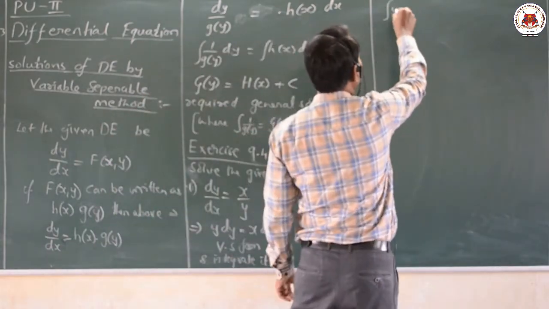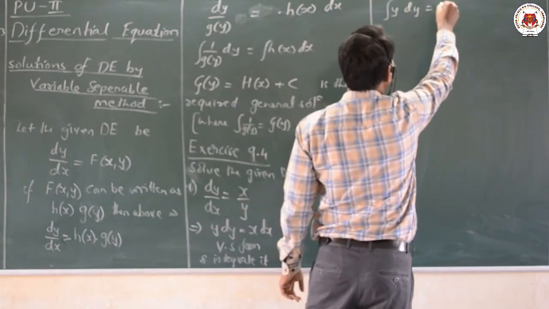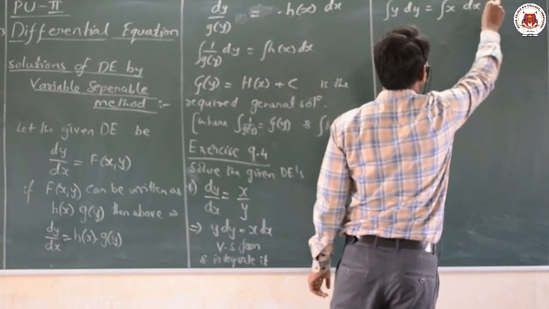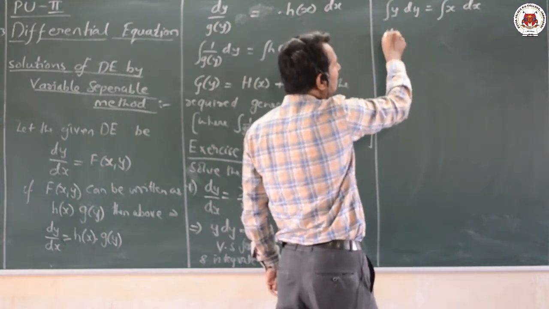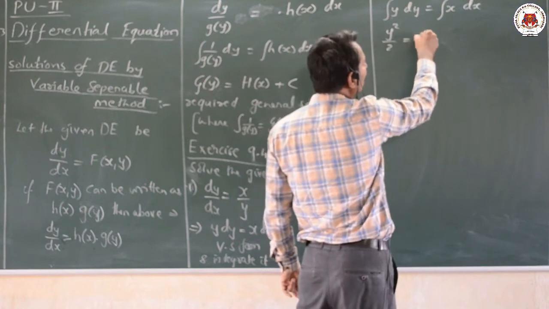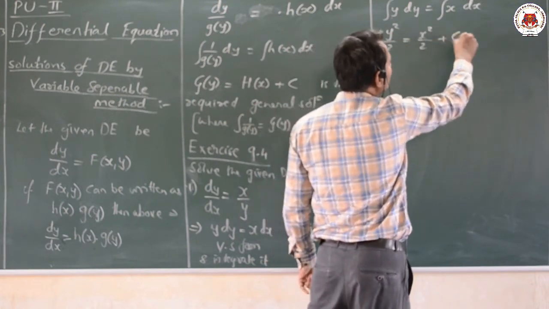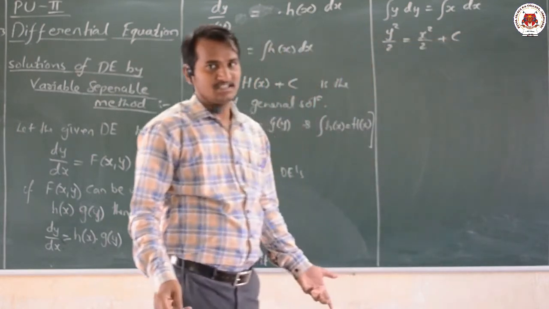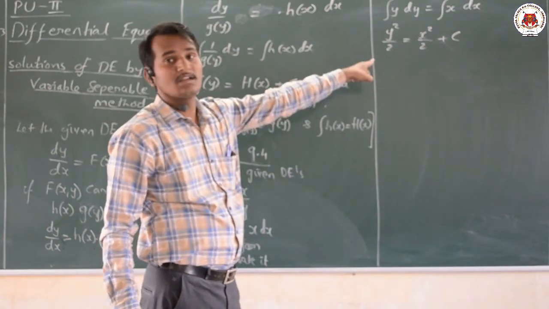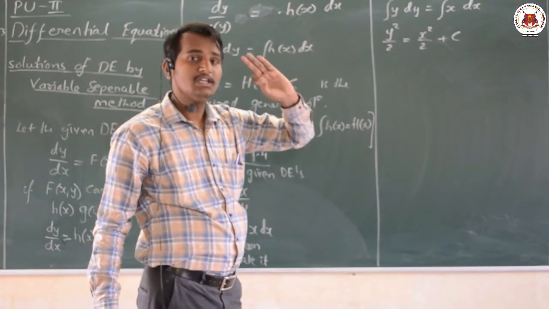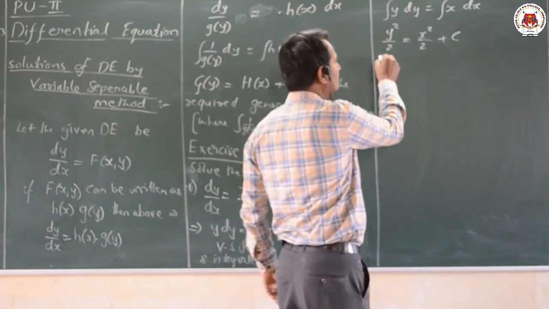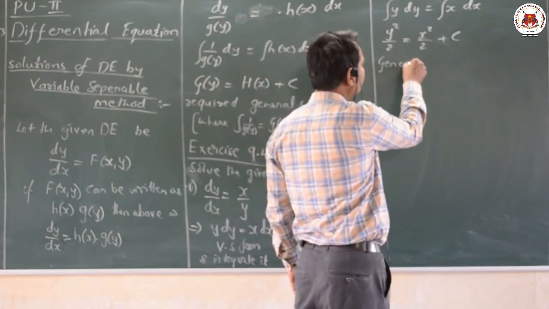Integration of y dy is equal to integration of x dx, dear students. What is the integration of y? y square by 2 equal to x square by 2 plus an integral constant c. So this itself is nothing but what we call the general solution of the given differential equation.